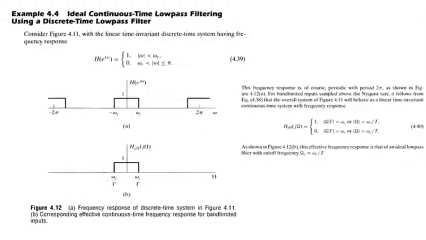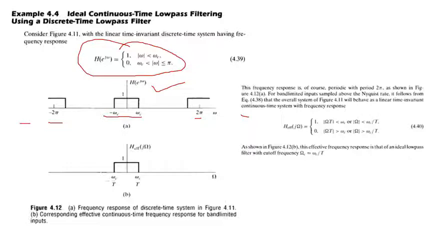Here you have an example of ideal continuous time low pass filtering using a discrete time low pass filter. This is the ideal low pass discrete time filter. You can see that we have copies. We have an amplitude of 1 between minus ω_c and ω_c, and then this filter repeats its response at 2π, 4π, 6π, minus 2π, minus 4π, and so on.